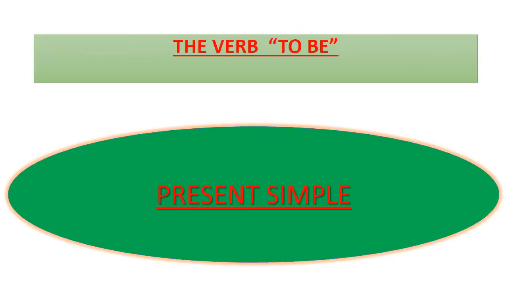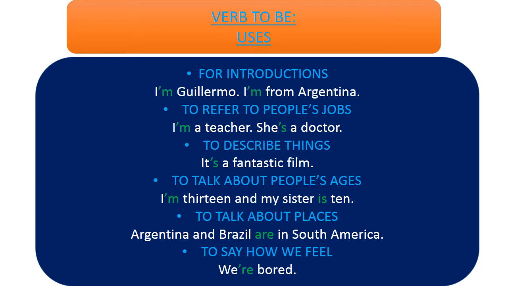In today's lesson, we'll be looking at the use of the verb to be in the present simple form. The verb to be is very important in the English language, because it's used for different things. For example, we use it for introductions. When you introduce yourself, you say, "Hello, I'm," and you give your name. "I'm Guillermo. I'm from Argentina," and you say where you are from.